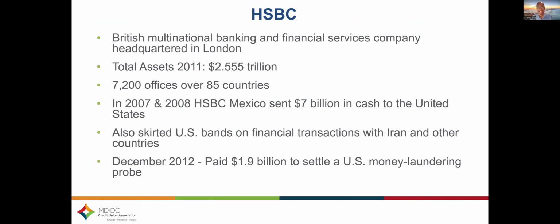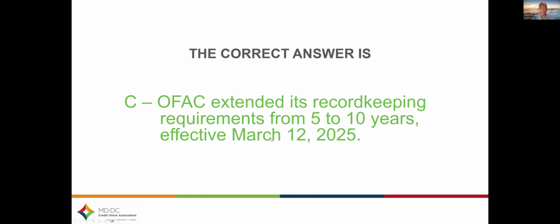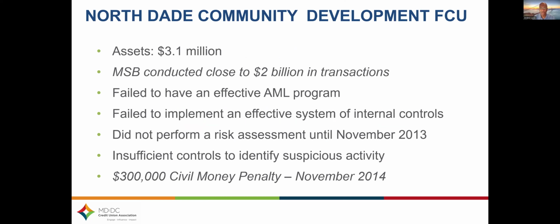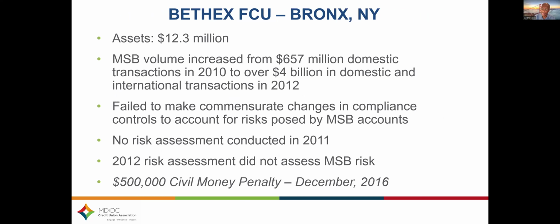Just some penalties, just so you can take a look at some of these. London Bank, total assets, they paid $1.9 billion. North Side Community Development Federal Credit Union, this was in 2014, but $300,000. They had an MSB that conducted $2 billion in transactions and did not have an effective AML program in place. Remember when I said that about the risk of non-compliance? If you don't have things in place, you're setting yourself up. This is how these things happen. Bethex Federal Credit Union, look at the size, $12.3 million.